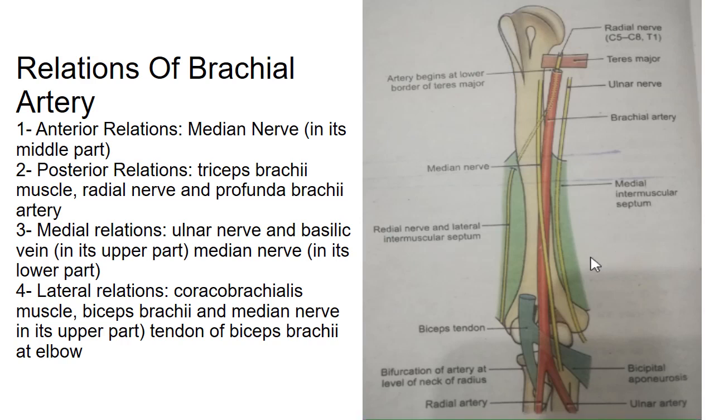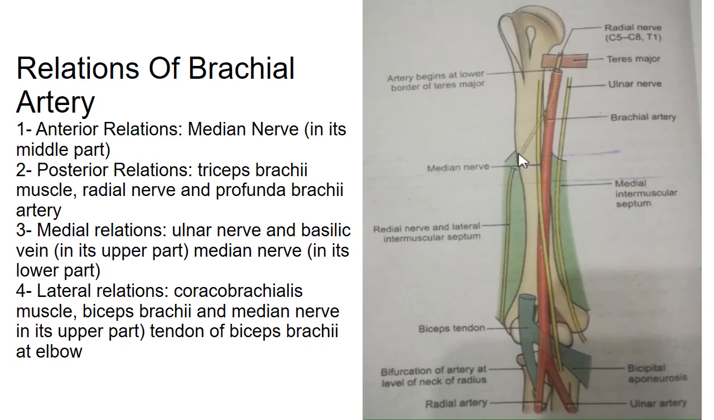In addition to the median nerve, brachial artery is covered by the bicipital aponeurosis and median cubital vein in the lower part of the arm. At this point, it is covered by the bicipital aponeurosis and median cubital vein. Talking about posterior relations of the artery, here is the radial nerve, which passes posterior to the brachial artery and enters the radial groove.